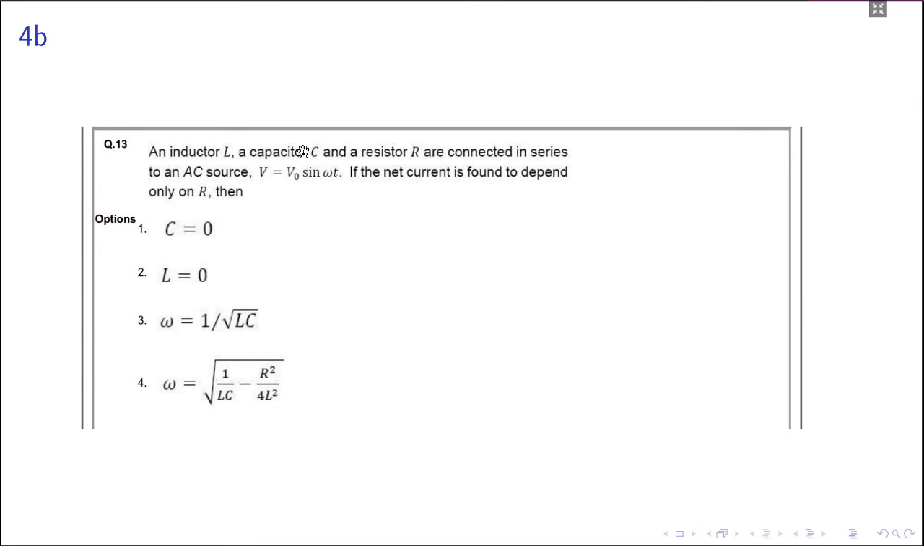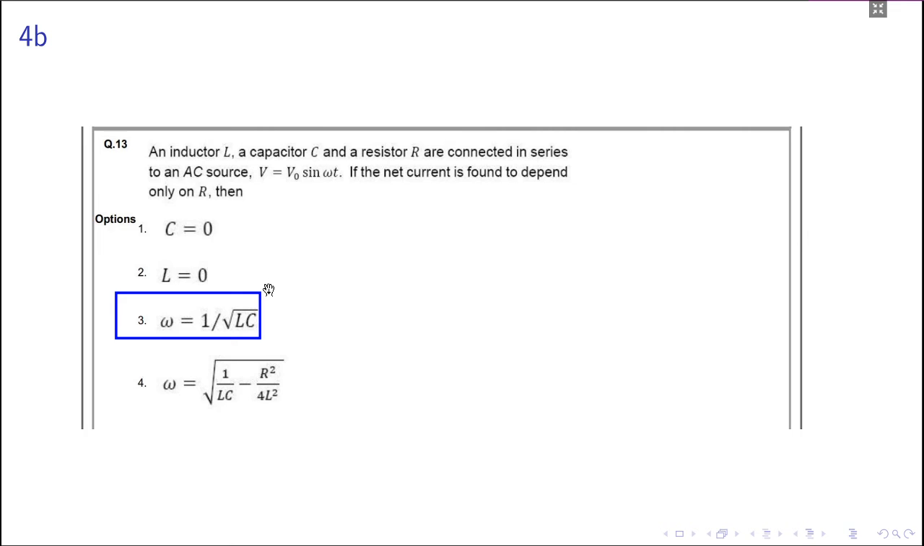Next one, it's an LCR circuit, and the current depends only on R, not on L and C. So what is omega? XC will be equal to XL. That means omega L is equal to 1 by omega C. And basically from there you get just this. It's a very high school level thing here.